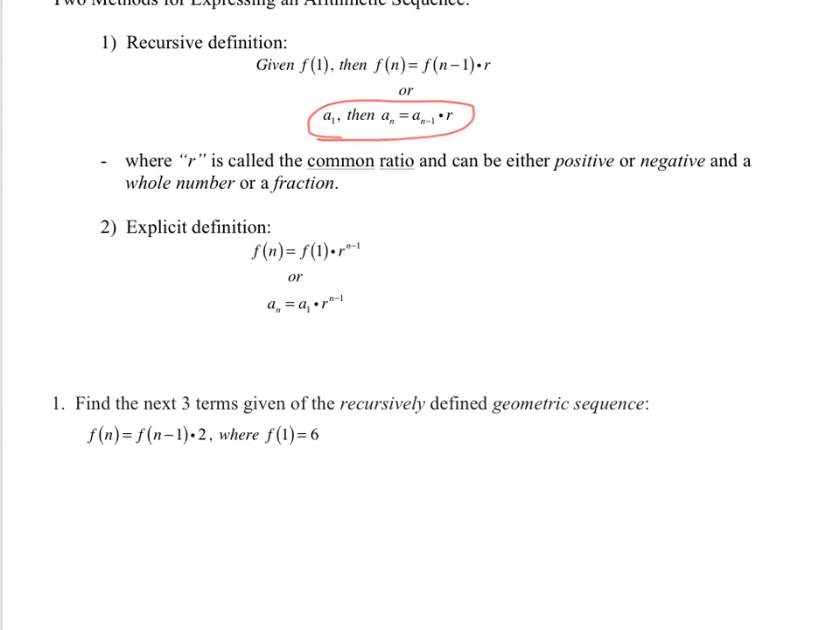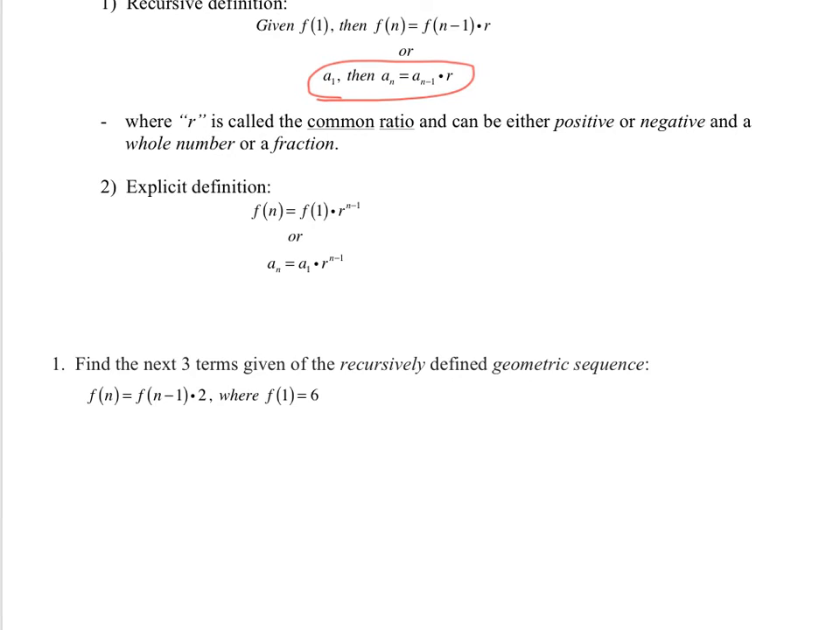Let's take a look at number 1. And before we do that, let's circle the explicit form that they're going to use a lot too. A sub n equals a sub 1 times r to the n minus 1. All right, going to number 1.